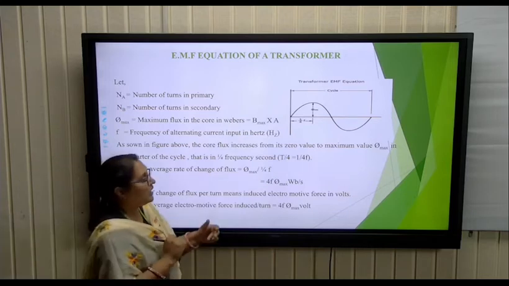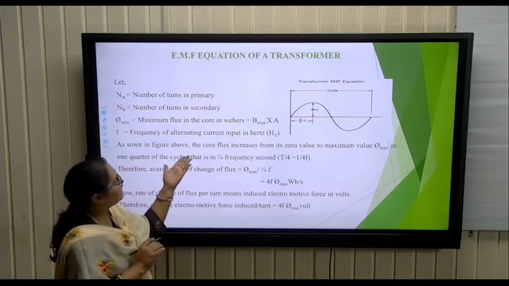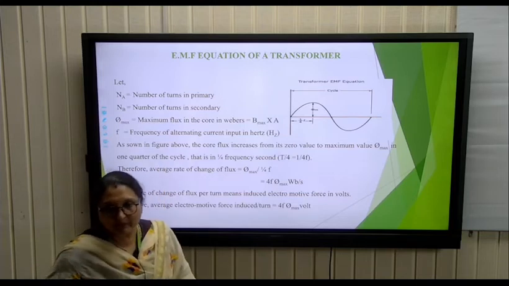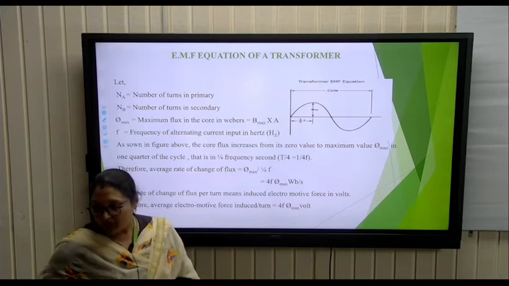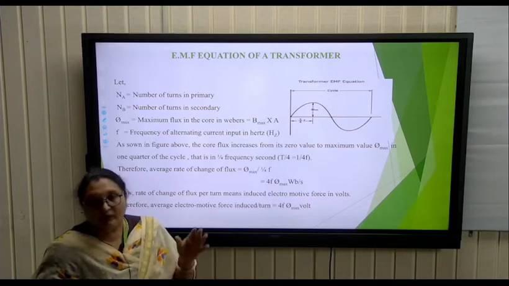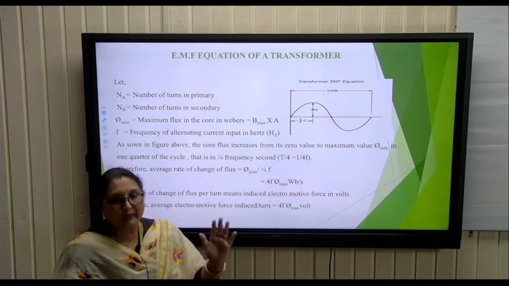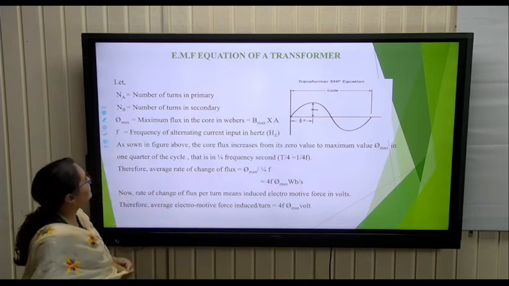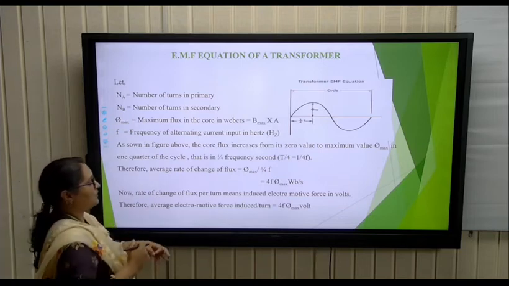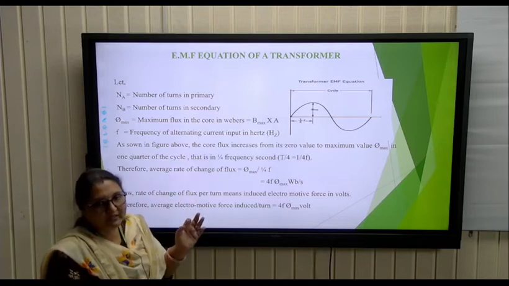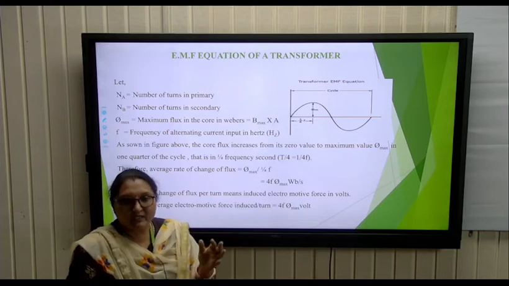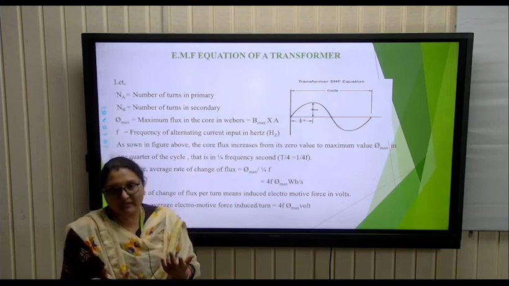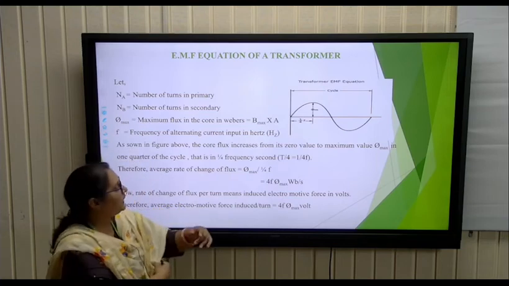Now, coming to the next topic, that is the EMF equation of a transformer. We have discussed the principle, how EMF is going to generate, and the difference between the ideal and the practical transformer. Now we are going to discuss the EMF equation. In the previous slide, we saw that when you apply the AC voltage, your supply is alternating, so your flux is also going to be alternating.